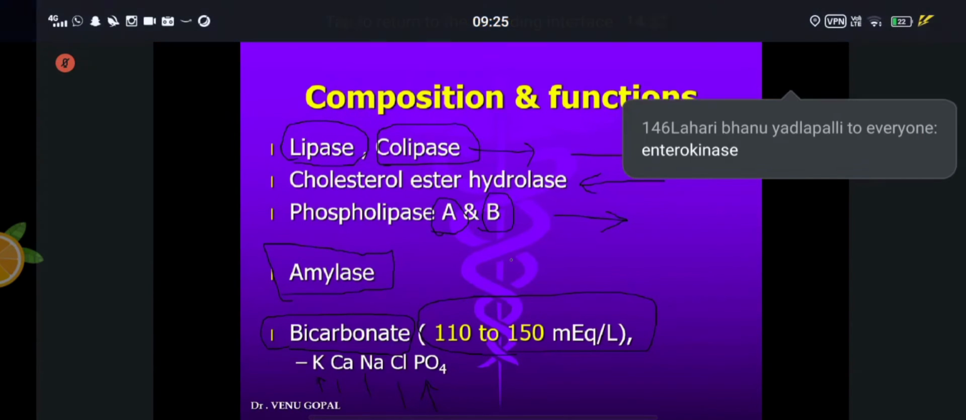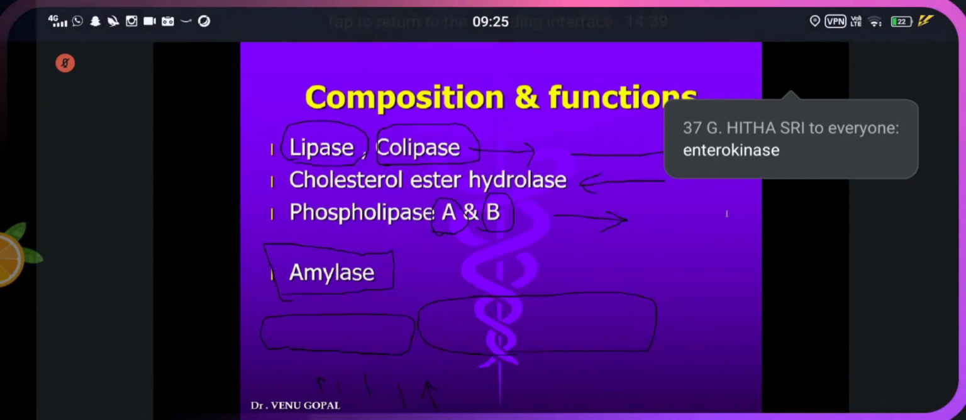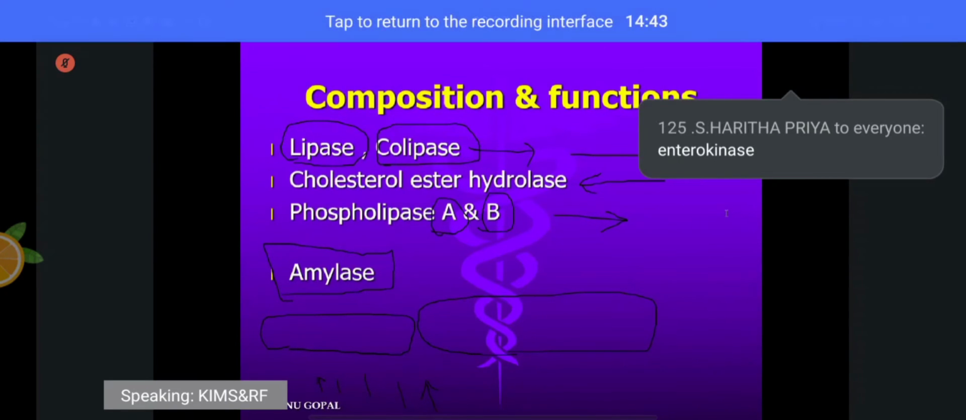Okay, the trypsinogen part is correct. Yeah, 146. And other students, enterokinase or enteropeptidase is present in the small intestine, that will activate it.